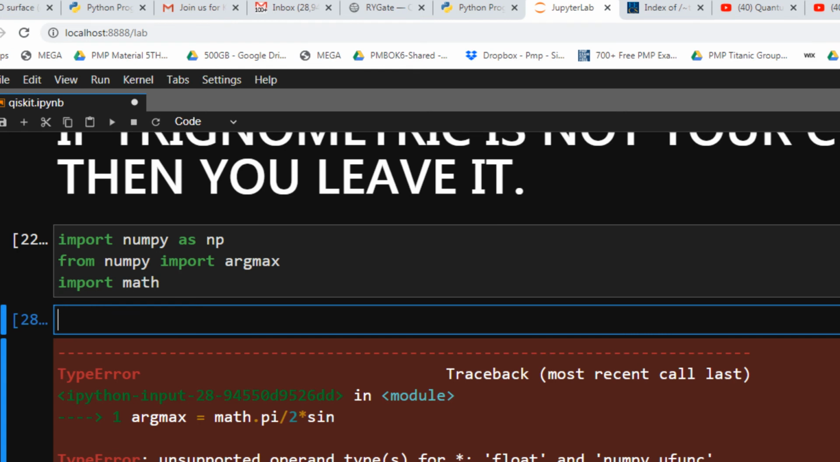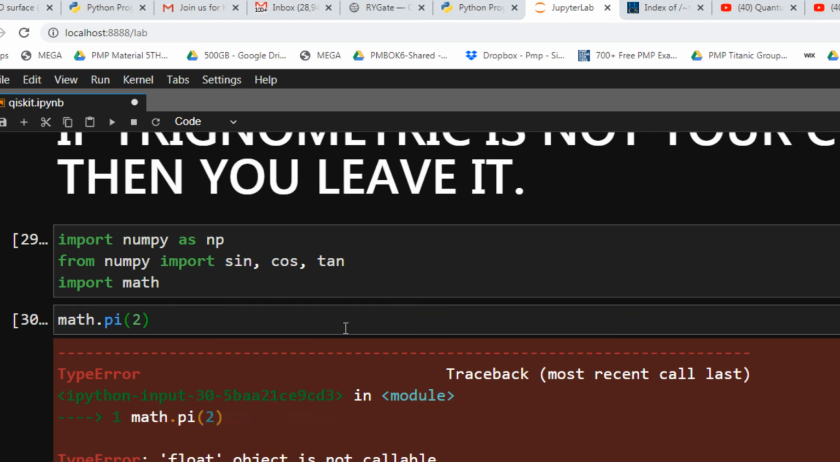So import sin, cos, and tan. Okay, and I'm gonna say import math. So math dot pi. I'm gonna say 2. Okay, so math dot pi is the range. Math dot cos.